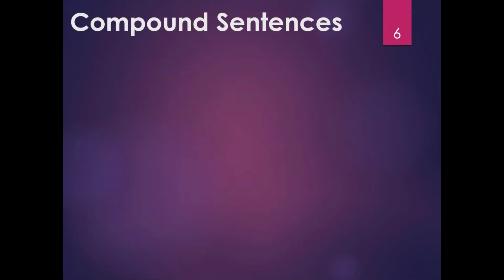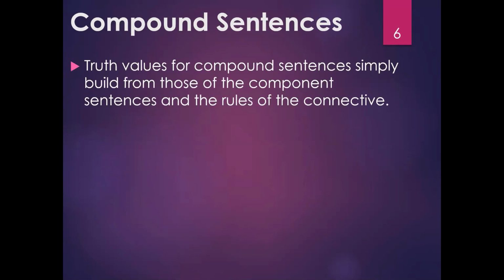Let's talk about compound sentences and go through the rules for compound sentences and talk through some examples. Truth values for compound sentences simply build up from those of the component sentences. And then you just use the rule of the connective. So you may have to use the rule a few times when you are putting together sentences with parentheses.